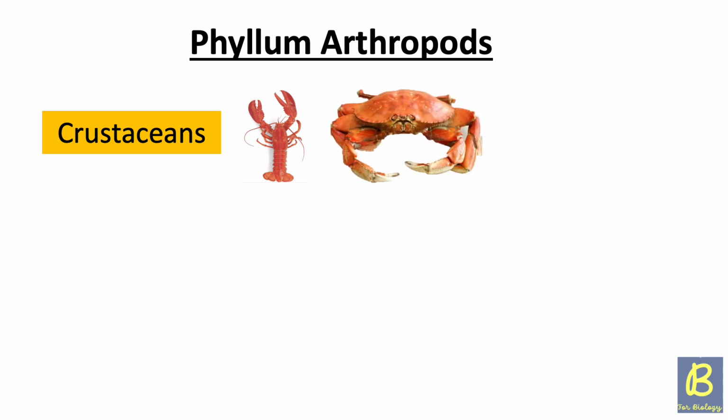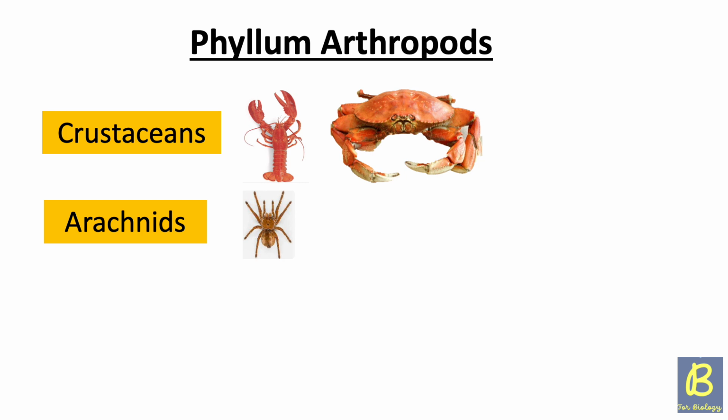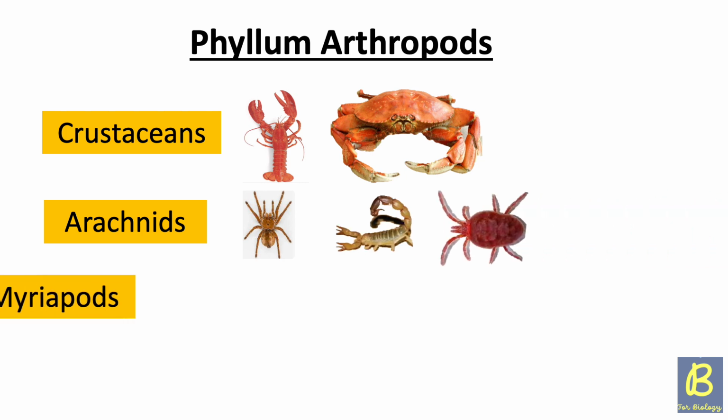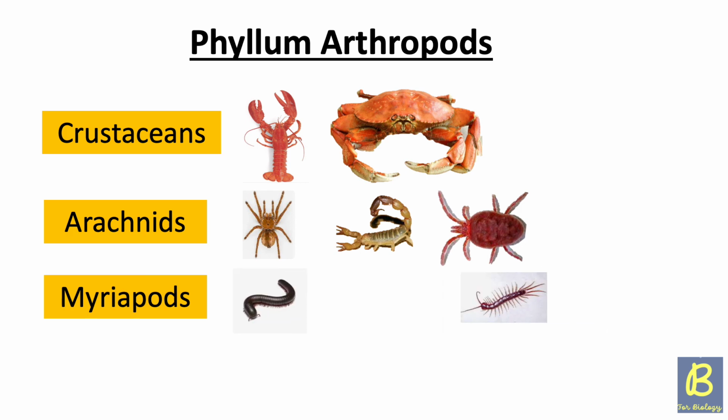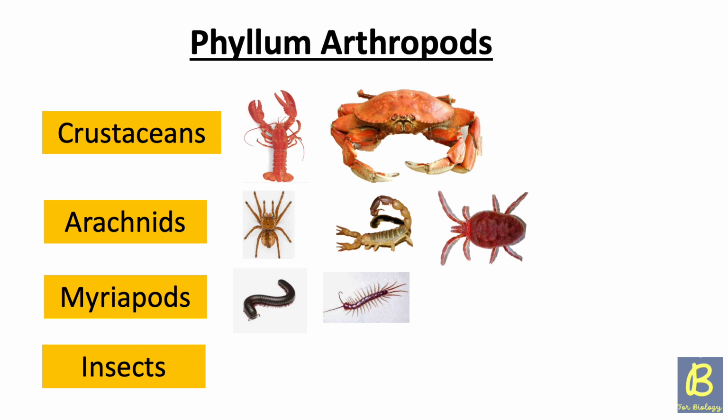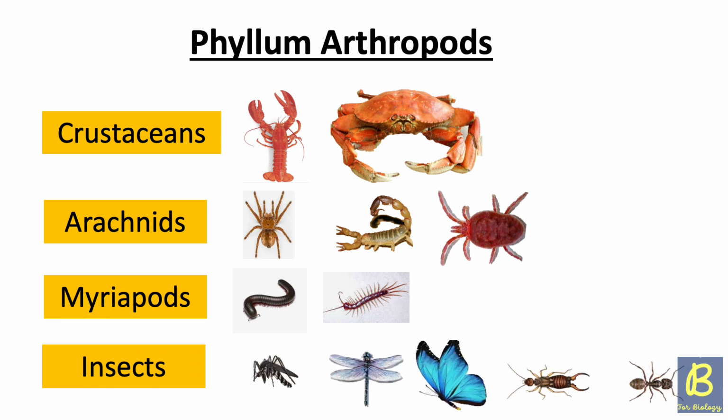Next is classification of arthropods. Arthropods are classified into several different classes. Crustaceans with lobsters and crabs. Arachnids have organisms such as spiders, scorpions, and mites in it. Myriapods contain millipedes and centipedes. Insects is the most diverse class with mosquitoes, dragonflies, butterflies, bees, ants in it.